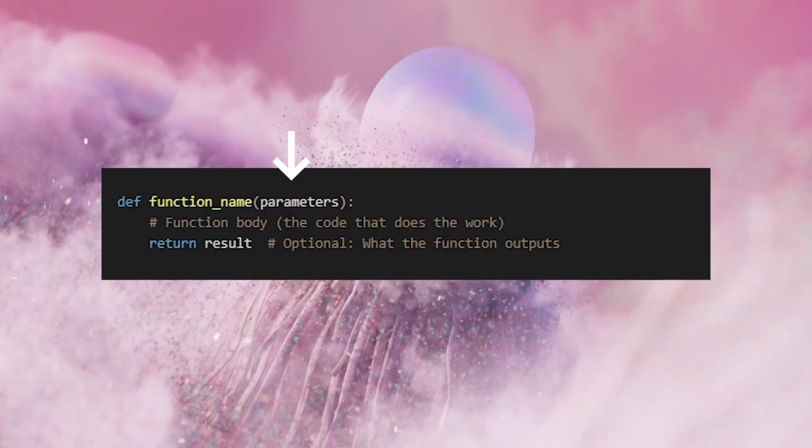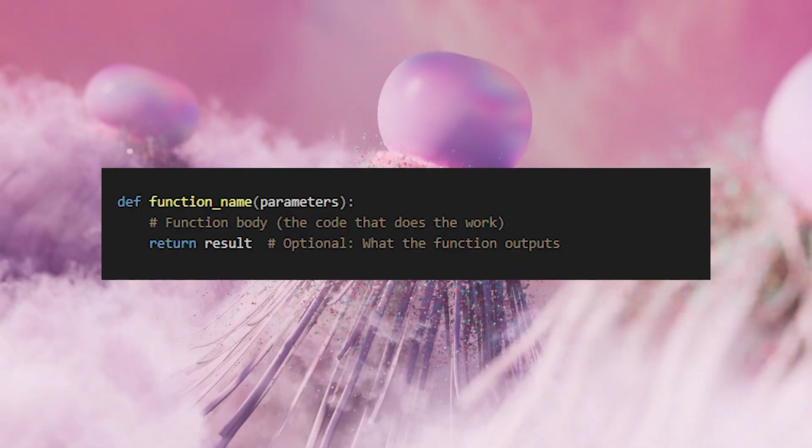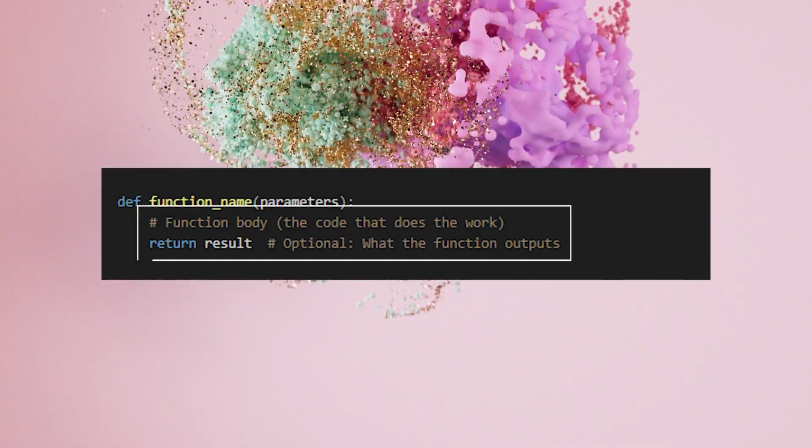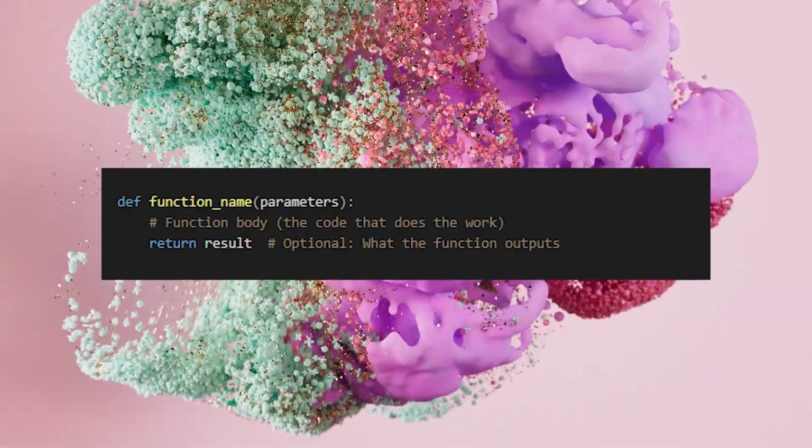Parameters or inputs. Parameters are like ingredients in a recipe. They're the inputs your function needs to do its job. The return statement is how a function sends back its result.